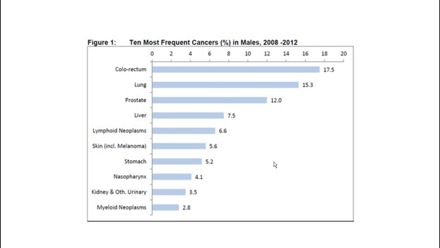Lymphoid neoplasms, so essentially the lymphatic system, and then skin, stomach, nasopharynx, so oral cancers, kidney, and then other types of cancers. So you can see the incidence, and it falls off pretty quickly. So really the top 3, as you can see, colorectal, lung, and prostate cancer.